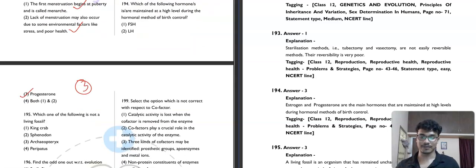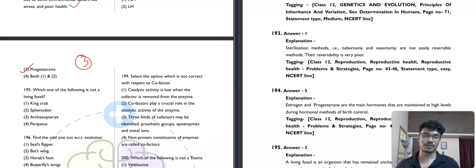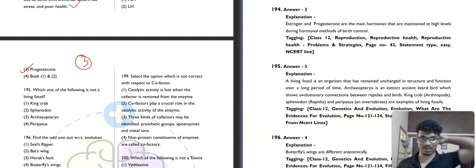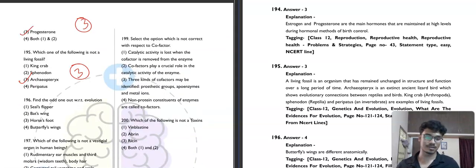Then question number 195. It is saying that which of the following is not an example of a living fossil? King crab, Sphenodon, Archaeopteryx or Psilopsida. A living fossil organism basically remains unchanged in structure and function over a long period of time. Archaeopteryx is an extinct ancient lizard-bird which shows the evolutionary connection between reptiles and birds. So this is the correct answer. The rest are all living fossils. Then question number 196.